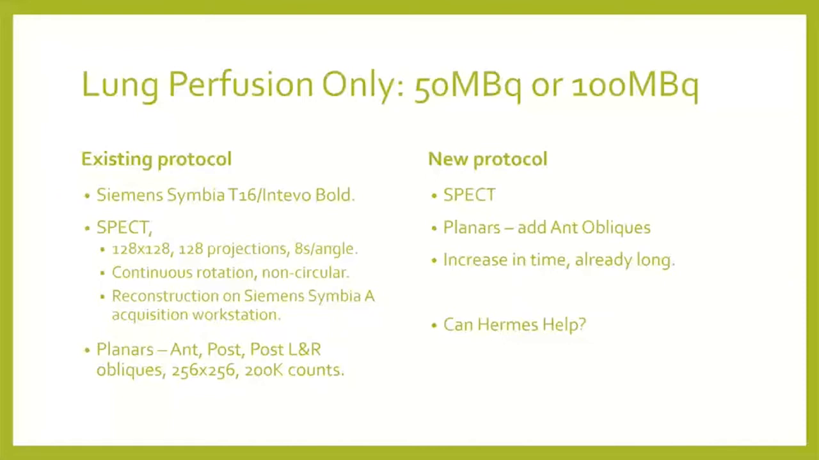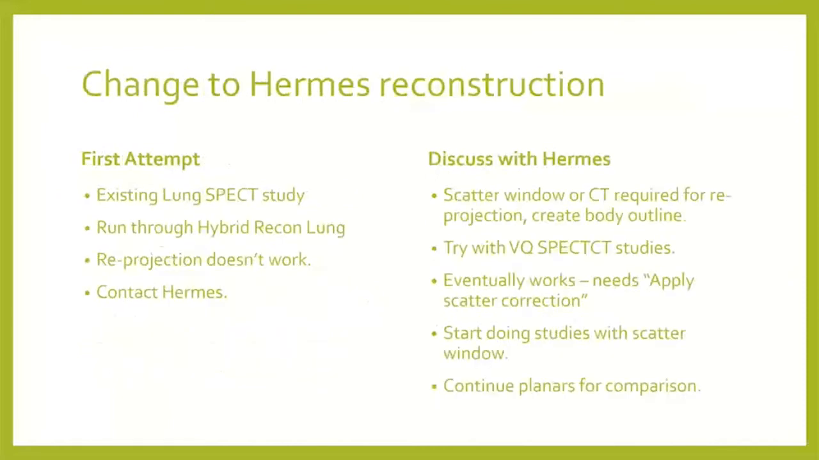So one of the reasons we got Hermes was to do the reprojection, but for some reason hadn't got around to doing that. Hermes offers reprojection from SPECT to produce planars. So first we tried an existing lung SPECT study and ran it through the hybrid recon lung, and it didn't work. So we contacted Hermes. And what they said was you need a scatter window or CT required for reprojection, which creates a body outline for attenuation. So we put in some of the VQ SPECT CTs and found that eventually did work if we fiddled with the settings.